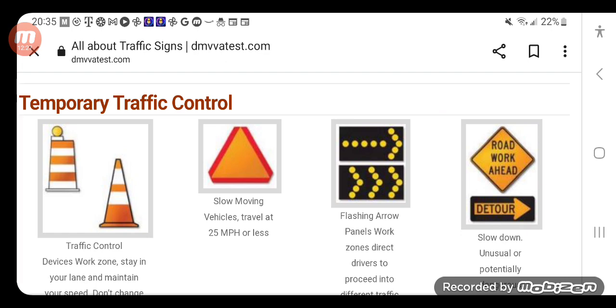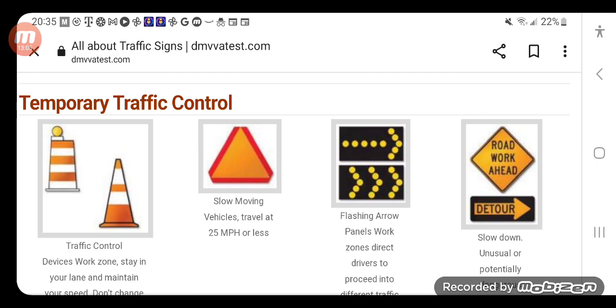Now in our temporary traffic control signs and symbols, when you see a lot of construction on the road, you'll see barrels or cones, and that means that there's a work zone there and that you cannot go beyond the speed limit that's posted for work construction. Okay, you do not want to change lanes until you are completely clear of the work zone. Your fines will double or even triple if you are speeding through a construction zone.